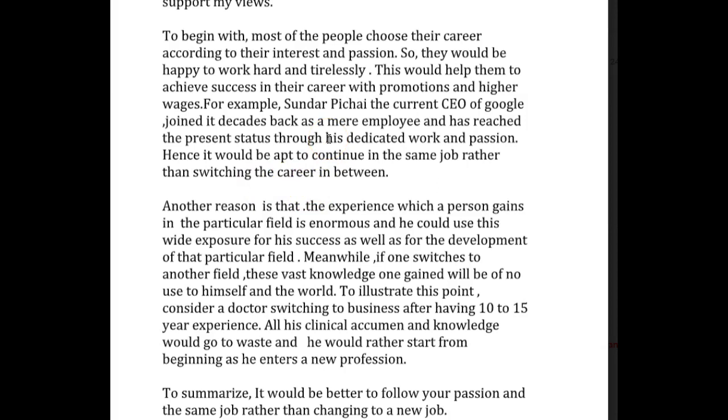Okay, there is some kind of sentence here or piece of information that's linking. So here, you say that people pick their job according to their interests, so they're happy to work hard. This helps them achieve promotions. And then look what happened to Sundar. And then here you say something all of a sudden about being in the same job. There is nothing here that says that Sundar Pichai reached his present status by staying in the same job. You've just assumed that, and you've asked the reader to assume that, but you cannot.